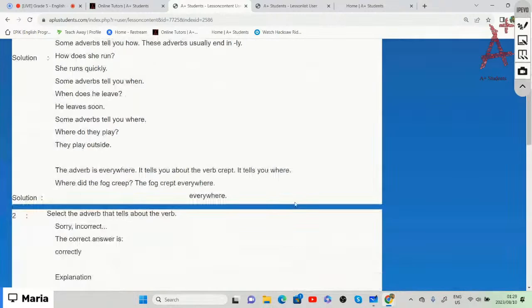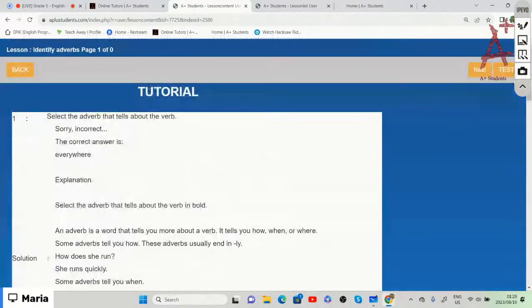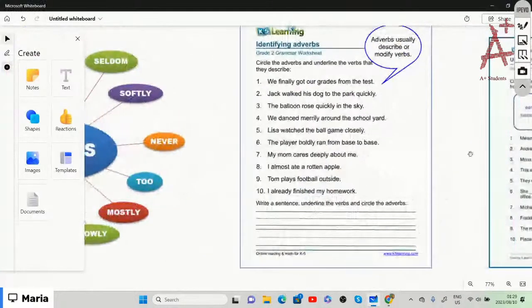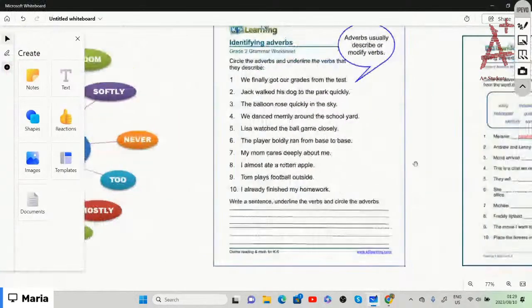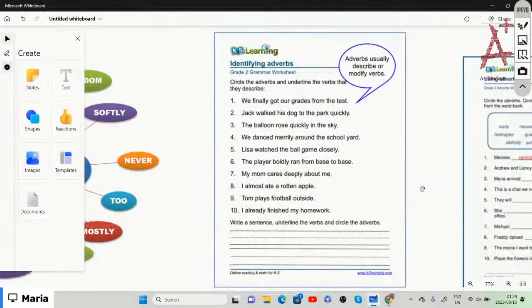All right, let's go to our whiteboard again. So now we're going to do a few examples where we identify adverbs. The first one says identifying adverbs. We are going to circle the adverbs and underline the verbs that they describe.